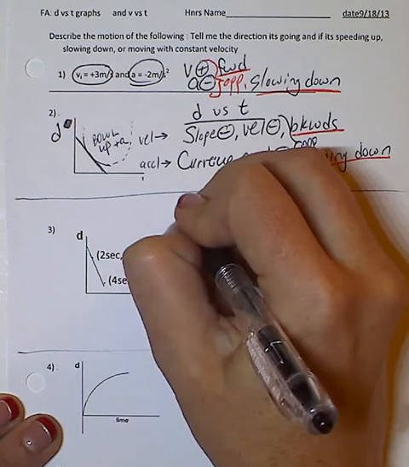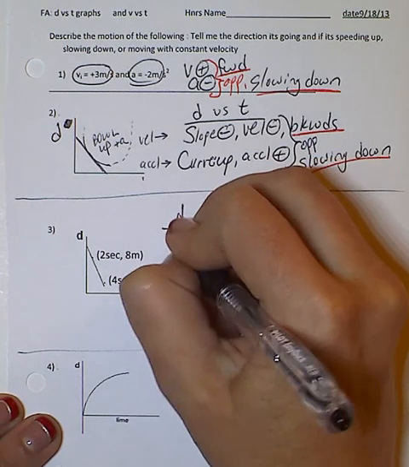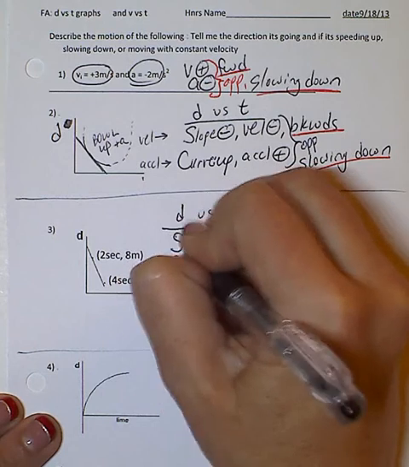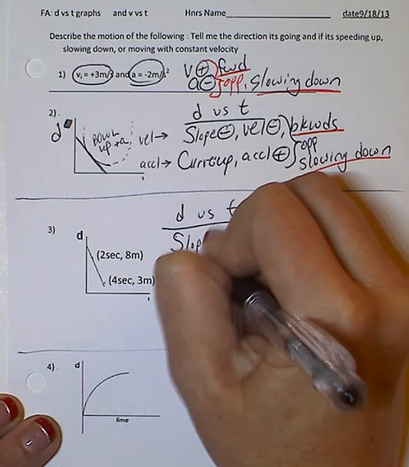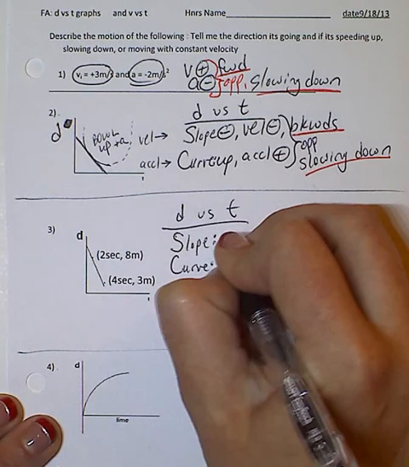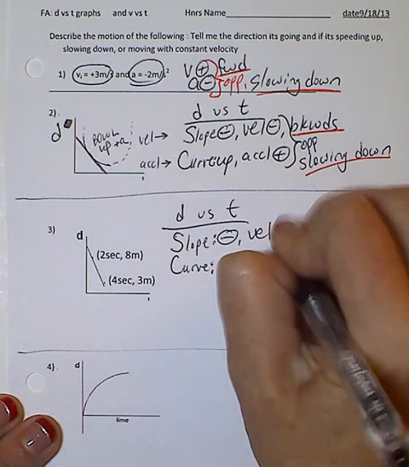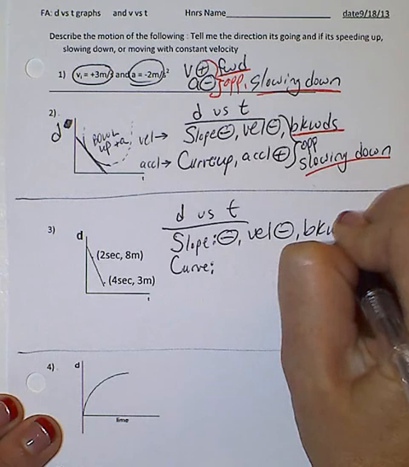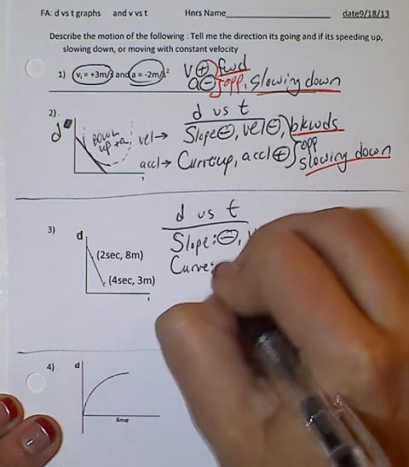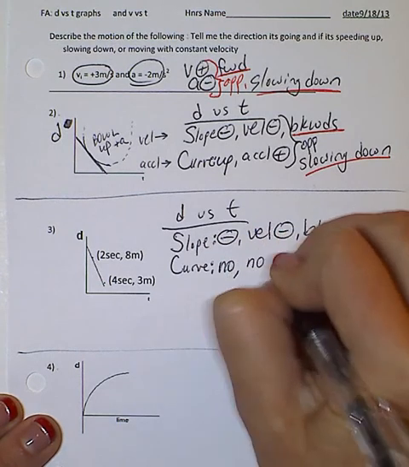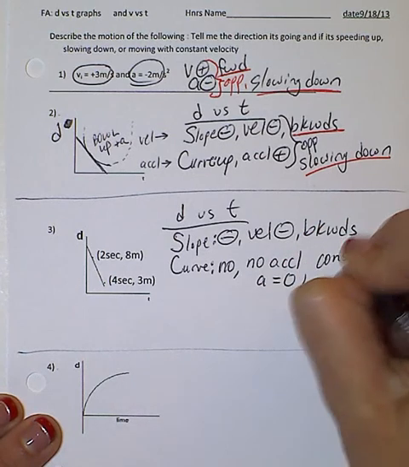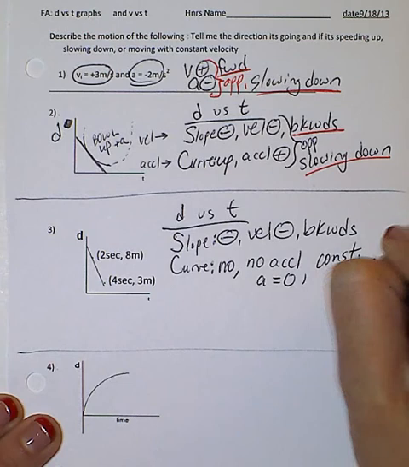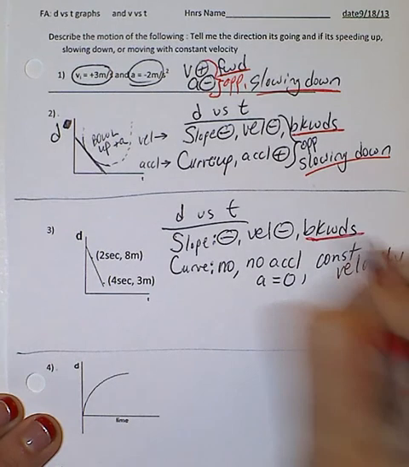D versus T. Don't sleep in class. Slope and curve. Slope here is negative, so my velocity is negative, so I'm moving backwards. The curve, there is no curve, which means no acceleration, which is saying the same thing as A equals 0, which means constant velocity. Nothing is changing. It's moving backwards, at constant velocity.